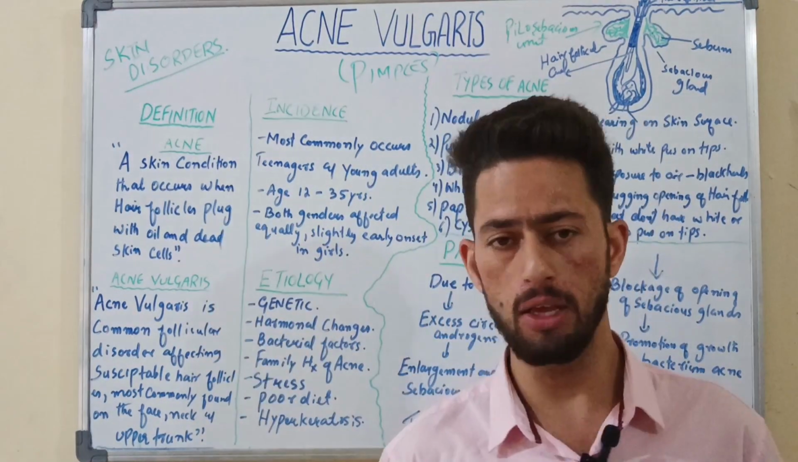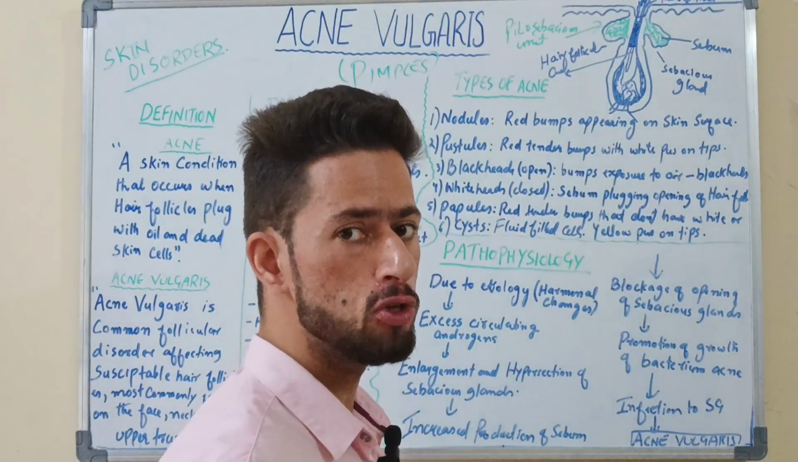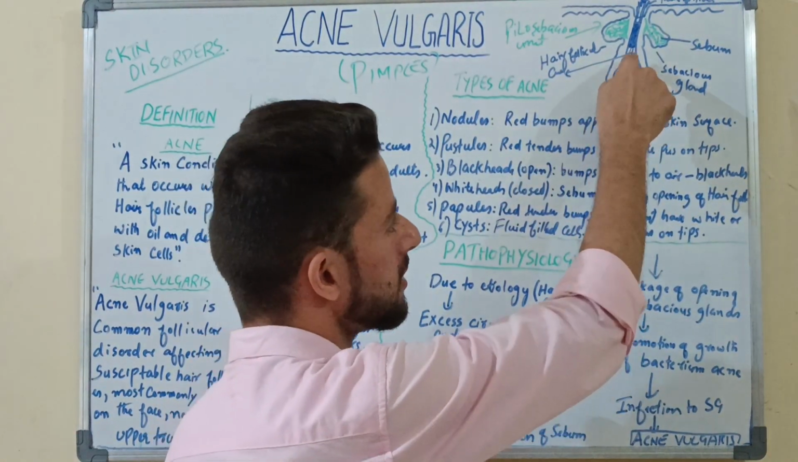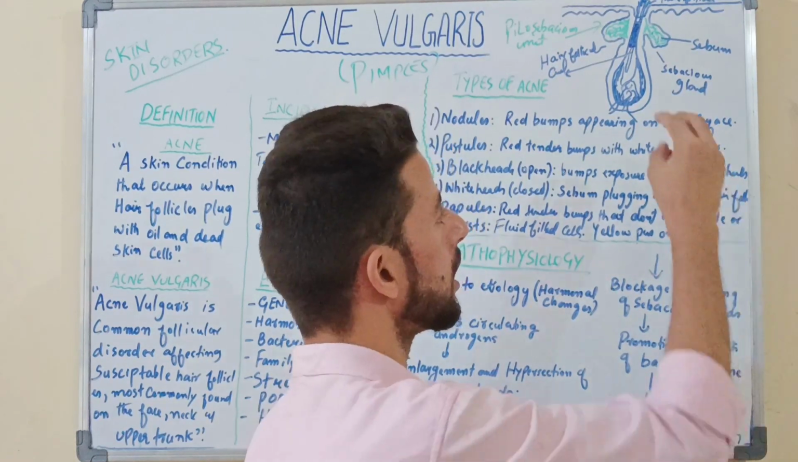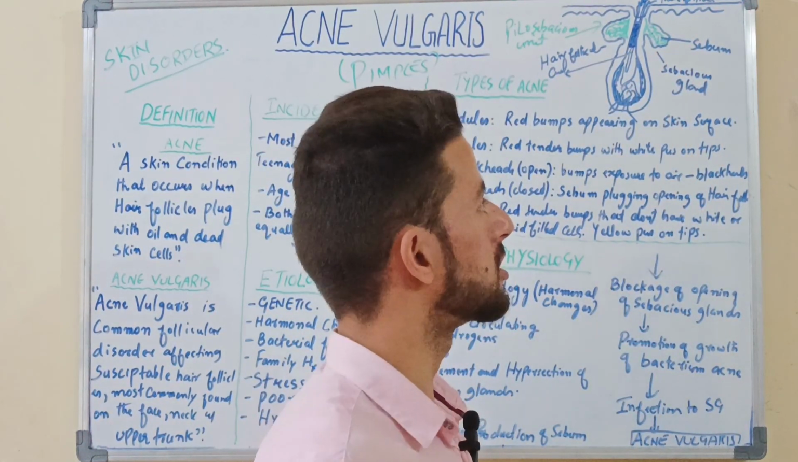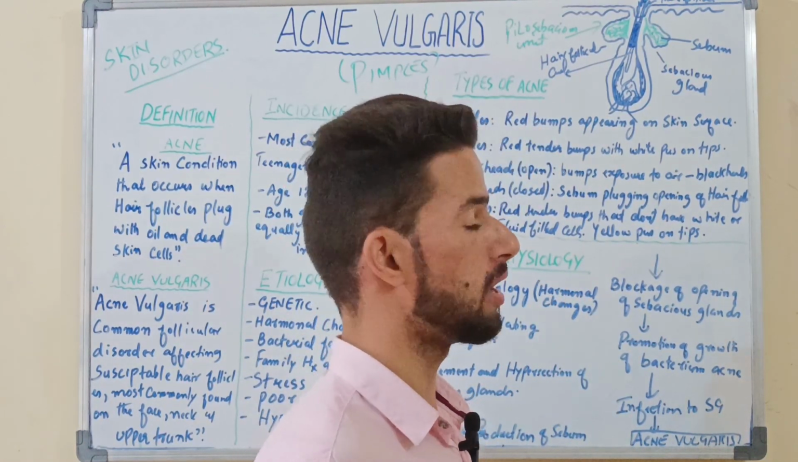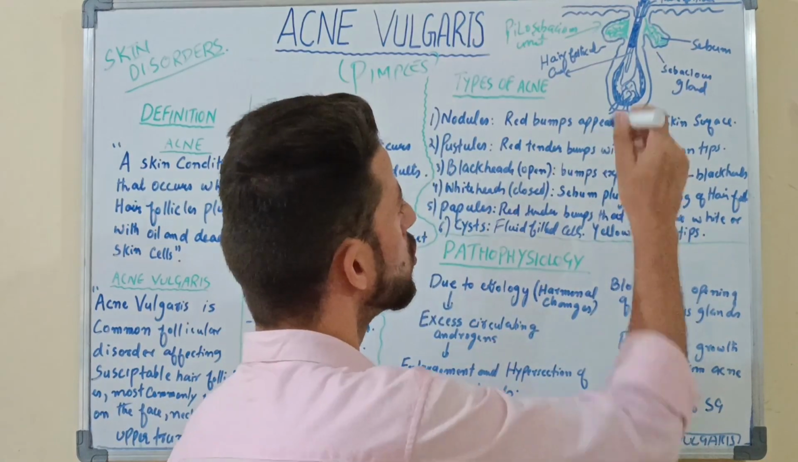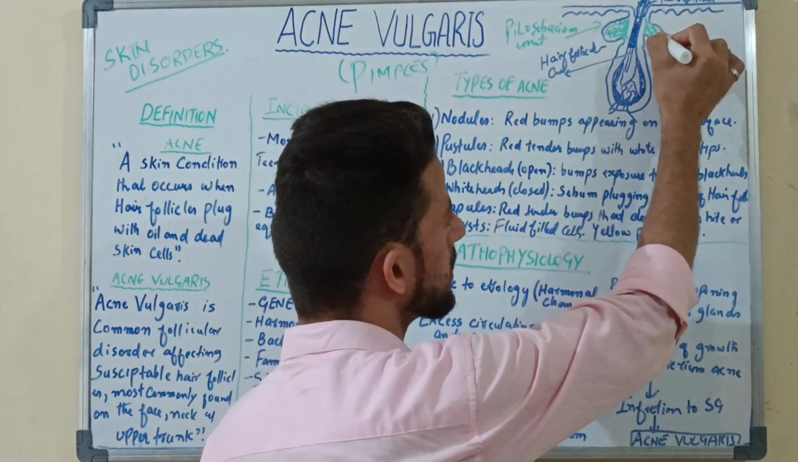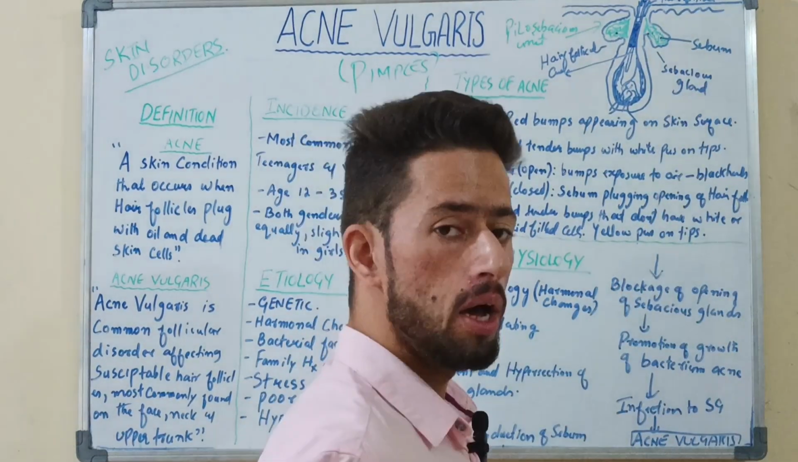If you can see here, this is the pilosebaceous unit. What is a pilosebaceous unit? When the hair follicle is growing, it grows along with the sebaceous glands. Most of the sebaceous glands grow along with the hair follicles. That you have to understand and remember.